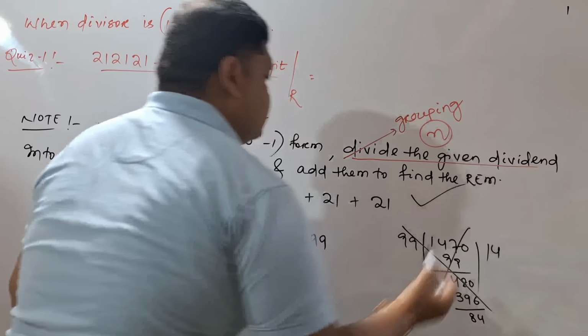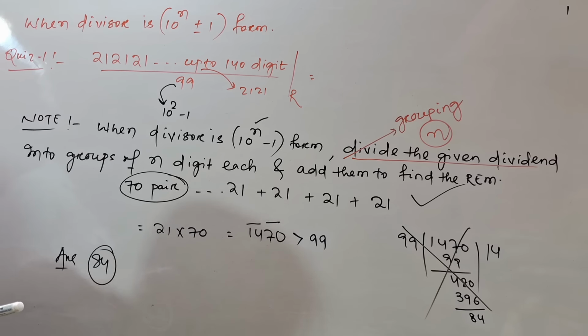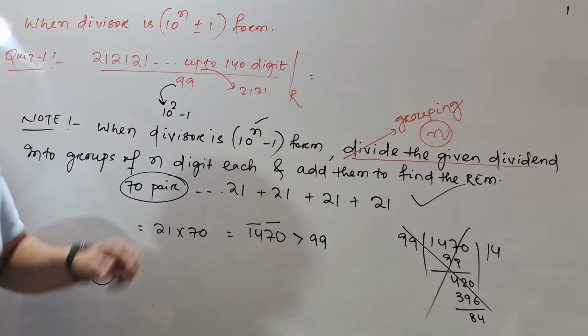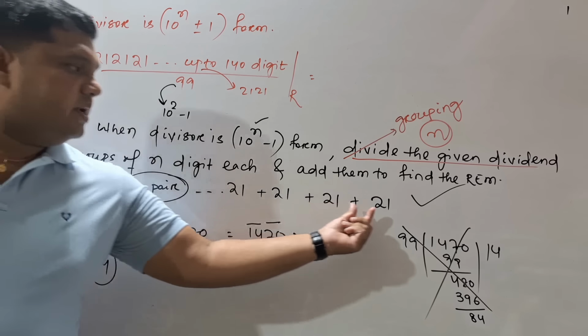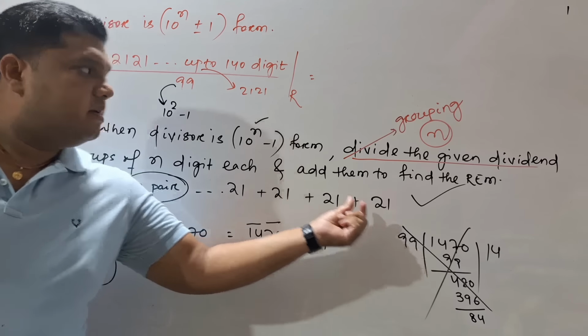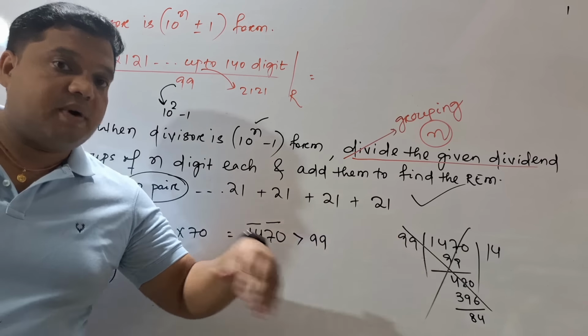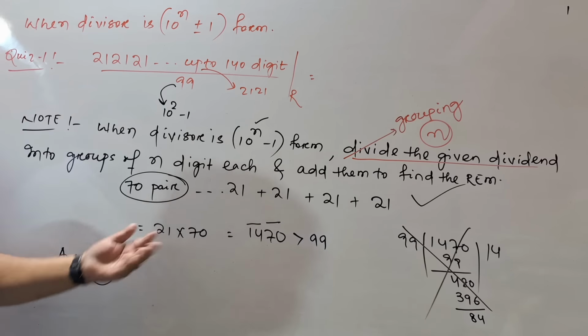Apply this note. Then the second bit. Understood? If the divisor is 99, in a single group 2 digits are there. If the divisor is 999, in a single group 3 digits are there. First of all, I do grouping. Then I have to solve.